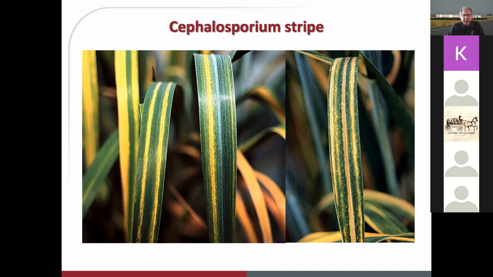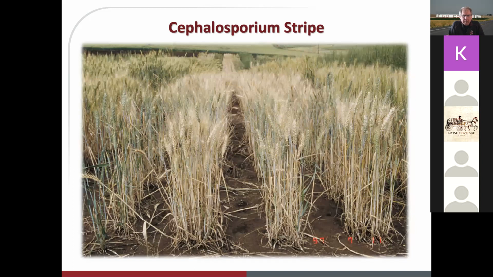One of the things that can happen with cephalosporium stripe when it's severe is it causes these dead standing whiteheads. And this is a susceptible variety shown here. You can see the very short, stunted whiteheads in the foreground there, and behind that, there are more greenish heads. When this occurs, the yield loss can be very severe.